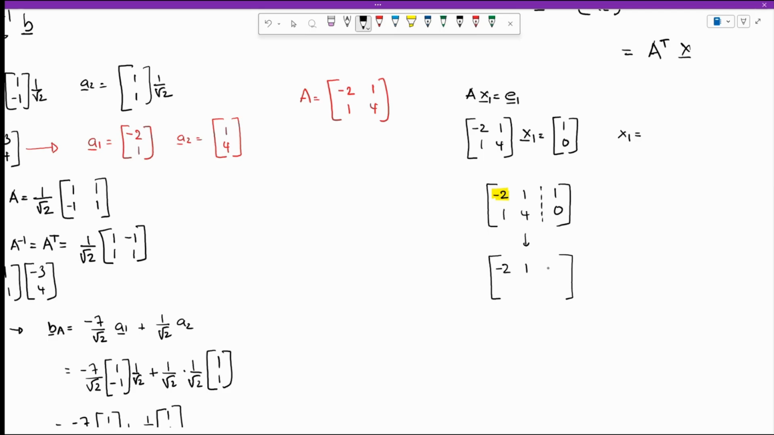Row 1 remains the same. If I multiply the first row by half and add it to the second row, this will become 0. If I multiply this by half and add it to 4, it will be 4 plus half, which will be 9 by 2. Okay. I multiply this by half and add it to this, which will be half.